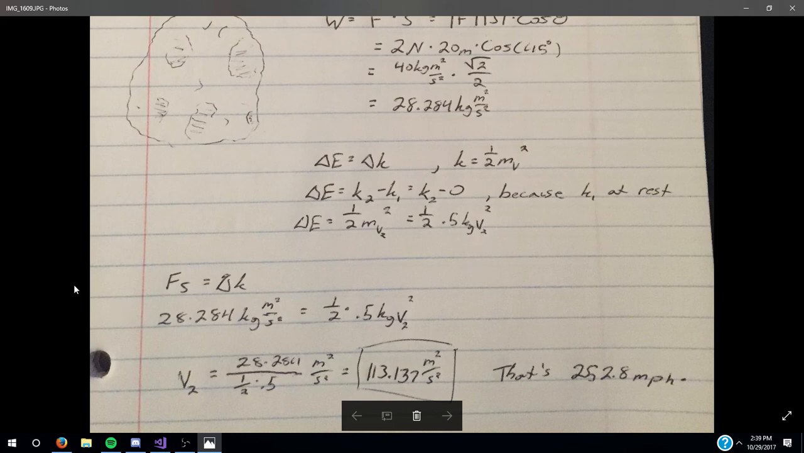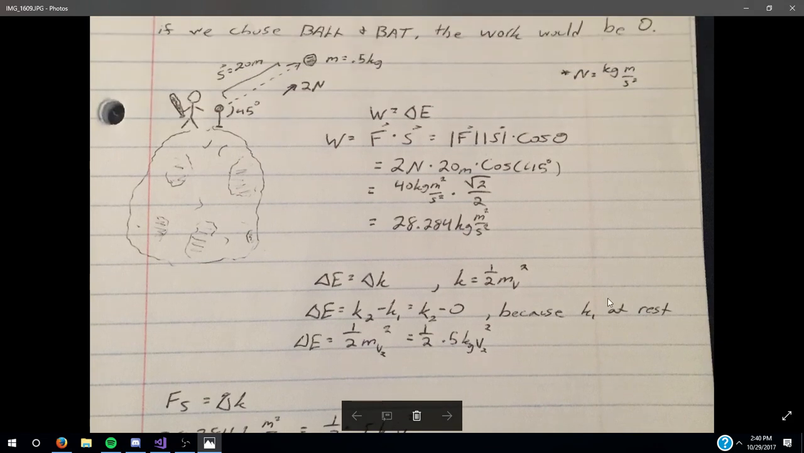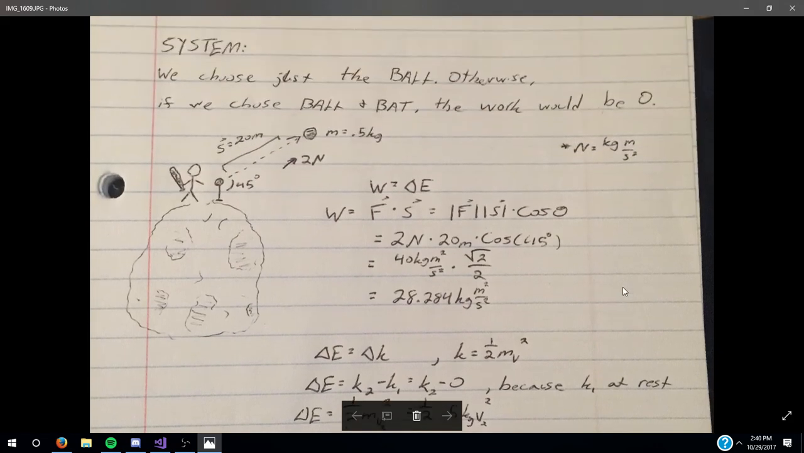Now down here at the bottom, we can put these two sides together and finally solve for v2, which comes out to be 113.137 meters squared per second squared, which my math here is actually wrong. If my math is correct, it's actually 28,000 miles per hour, which makes sense because the only person that could stand in space and hit a ball would be Superman practicing his swings.